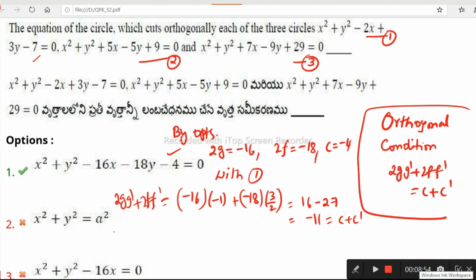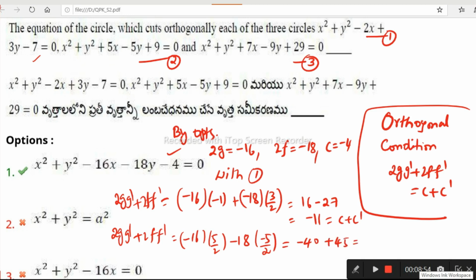మళ్ళీ సెకండ్ సర్కిల్ చూద్దాం. 2g g dash plus 2f f dash is equals to 2g అంటే -16, g dash from the circle 2 is 5/2, 2f is -18, f dash is -5/2. So this is a calculation. -40 plus 45 అంటే 5 వస్తుంది. సో ఇక్కడ -4 ఉంది, సర్కిల్ ఈక్వేషన్ నుంచి 9 ఉంది. ఇట్ ఈజ్ ఈక్వల్స్ టు -4 plus 9 కదా, కాబట్టి c plus c dash, సర్కిల్ 2తో కూడా ట్రూ అయిపోయింది. సర్కిల్ 1తో ట్రూ అయింది, సర్కిల్ 2తో ట్రూ అయింది, ఆప్షన్ 1.